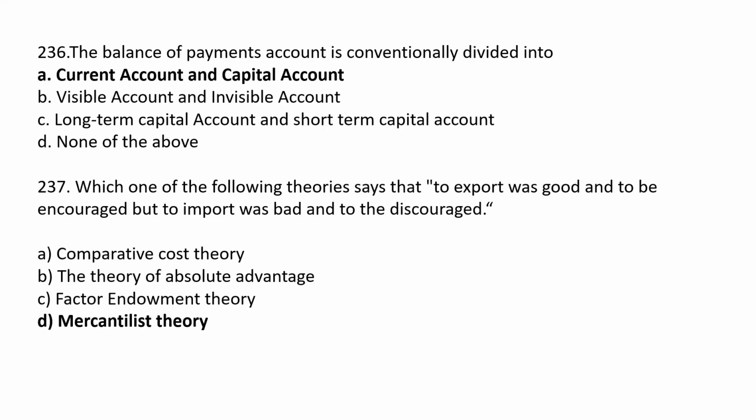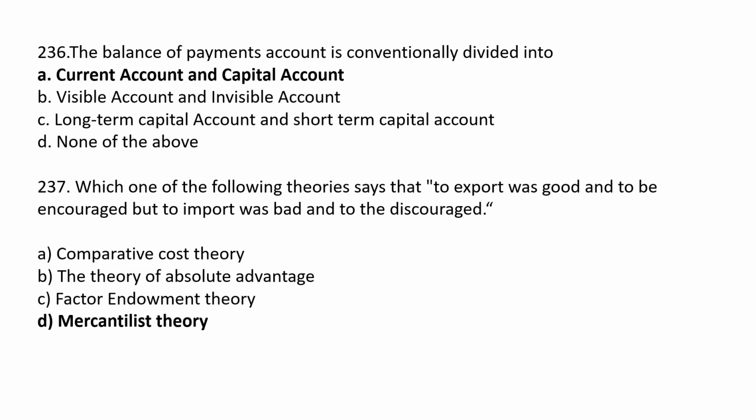The balance of payment account is conveniently divided into option A current account and capital account, option B visible account and invisible account, option C long-term capital account and short-term capital account, option D none of the above. The correct answer is option A current account and capital account. The balance of payment account is conveniently divided into current account and capital account.